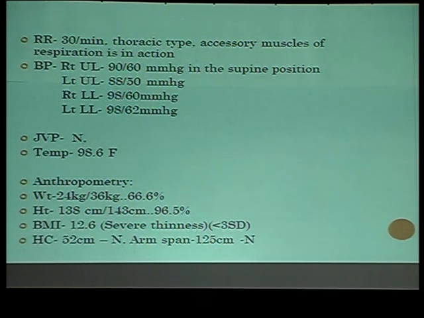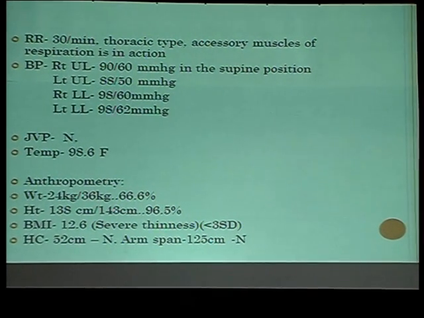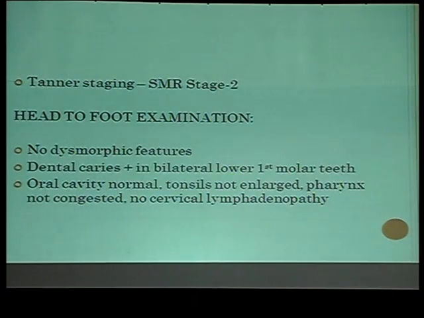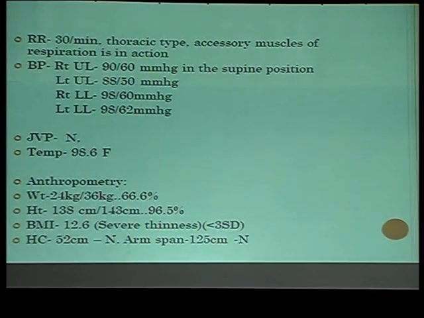Anthropometry: weight was 24 kg against 36 kg, which comes to around 66.6%. Height 138 against 143, 96.5%. BMI was 12.6, severe thinness, less than 3 standard deviations. Head circumference is normal, arm span was also normal. Is there a significant difference between the BP of upper limbs, left and right?